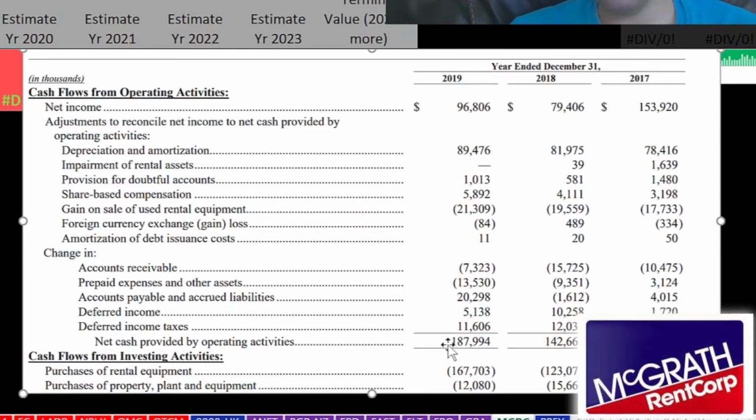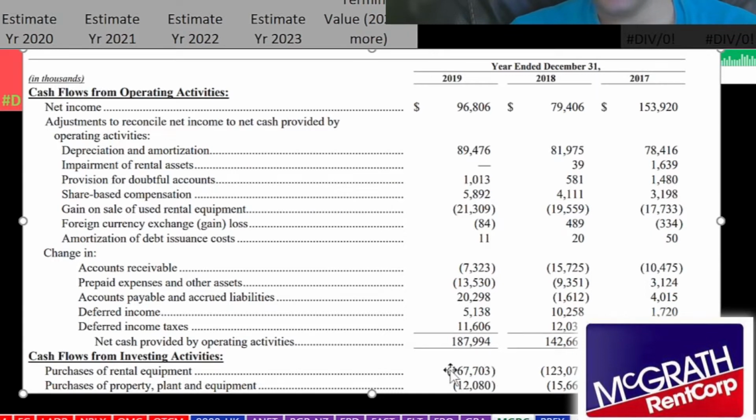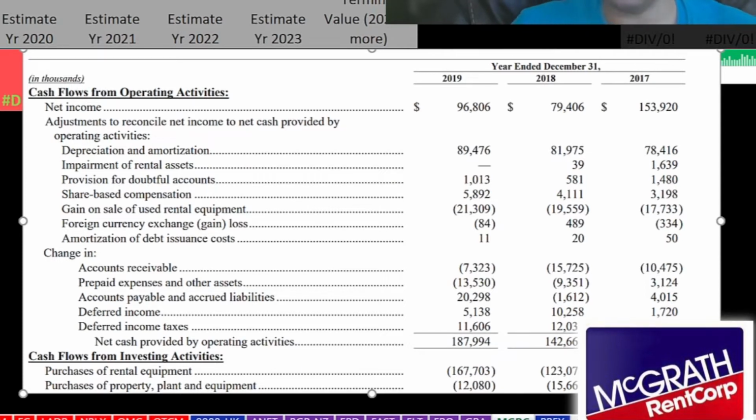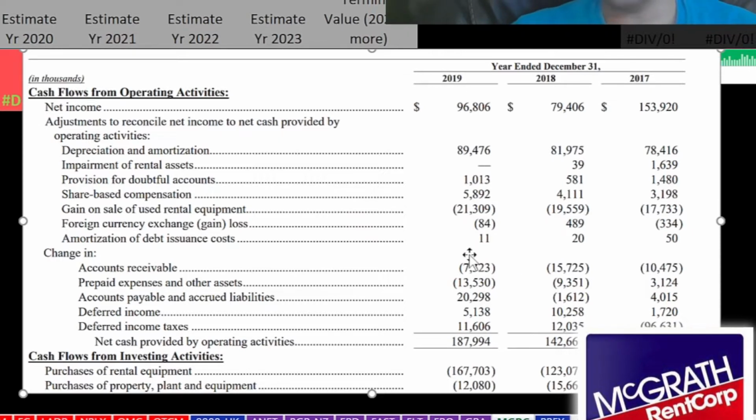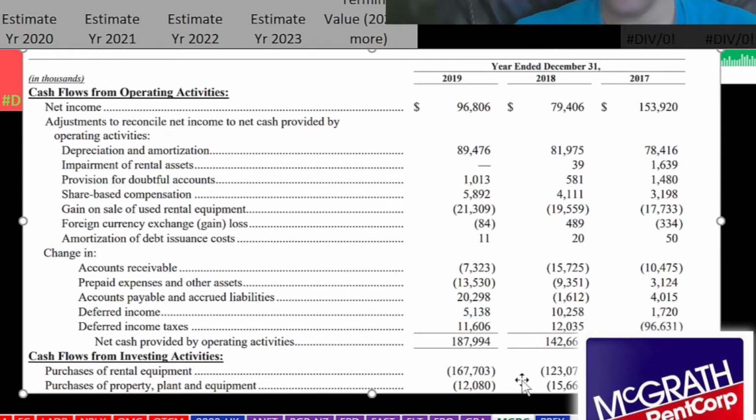To calculate free cash flow, you just take the cash flow from operations, it's $188 million, and you minus out any purchase of equipment. They purchased $167 million of rental equipment and $12 million of PP&E. This company not only sells equipment, but it also rents it out. That's why the rental equipment is here, because it's going to be depreciated over a long period of time. If they bought equipment and just sold it to customers, it wouldn't be on a cash flow statement. It would just all be on the income statement. So 2019 makes sense why free cash flow is less than net income, because the company invested in their business and they bought a lot of equipment.